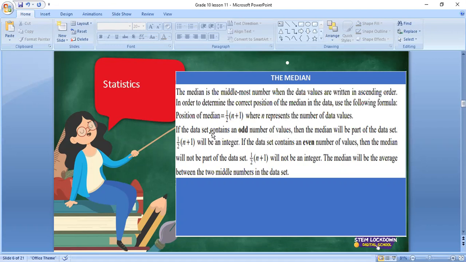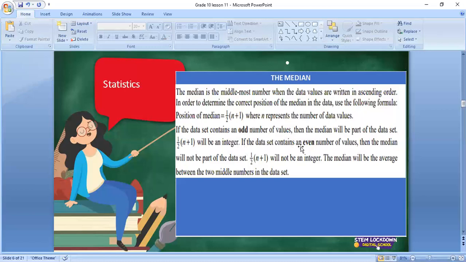To find the position of the middle number, we use 1 over 2 times n plus 1. If our data set contains an odd number of values, then by using the formula 1 over 2 bracket n plus 1, we will have an integer, a whole number, which we can now use to find the position of the median.